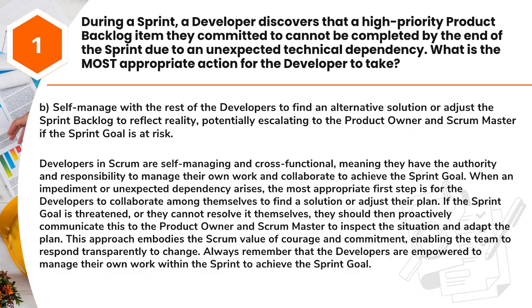When an impediment or unexpected dependency arises, the most appropriate first step is for the developers to collaborate among themselves to find a solution or adjust their plan. If the sprint goal is threatened, or they cannot resolve it themselves, they should then proactively communicate this to the product owner and Scrum Master to inspect the situation and adapt the plan. This approach embodies the Scrum value of courage and commitment, enabling the team to respond transparently to change. Always remember that the developers are empowered to manage their own work within the sprint to achieve the sprint goal.